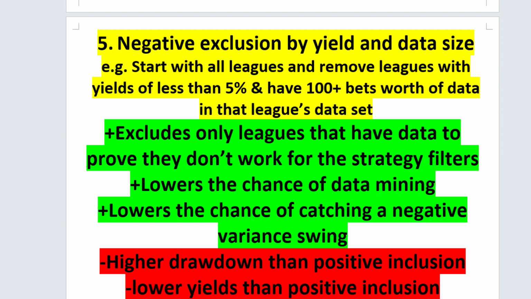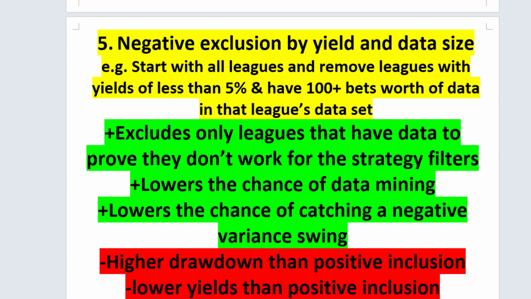My reasoning is that they haven't got enough bets to prove that they don't work yet. So if I exclude them, I might be missing out on profit. And also if I exclude them, I could be data mining, because then I'm only picking the winners. So in this way, I'm only kicking out the losers, the obvious losers. And I think that's a slightly less risky way of excluding leagues. So I think it lowers the chance of data mining, and it also lowers the chance of catching a negative variance swing.